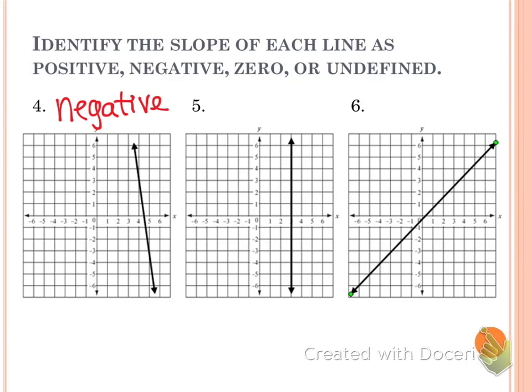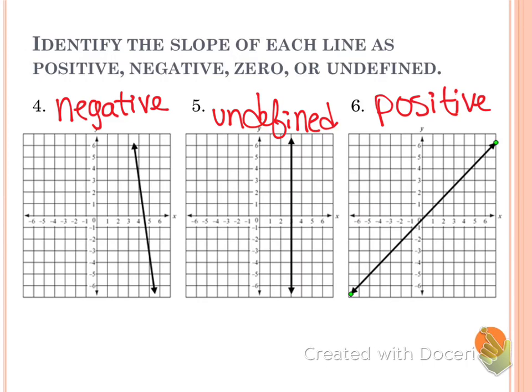What about number 5, Jaquan? That is undefined. It is a perfectly vertical line. The slope is undefined. All right, and number 6, Ryan? That is a positive slope. We are going uphill. Wonderful.